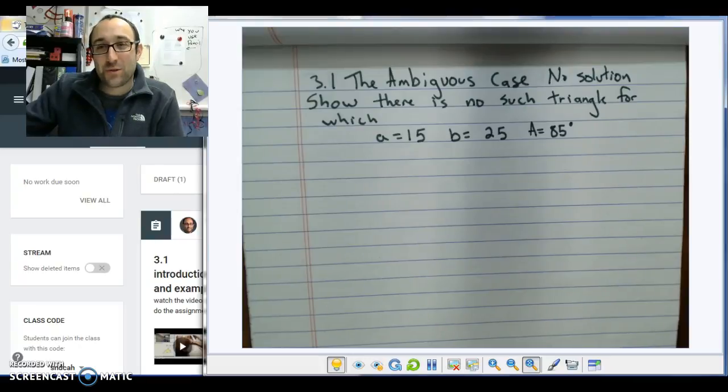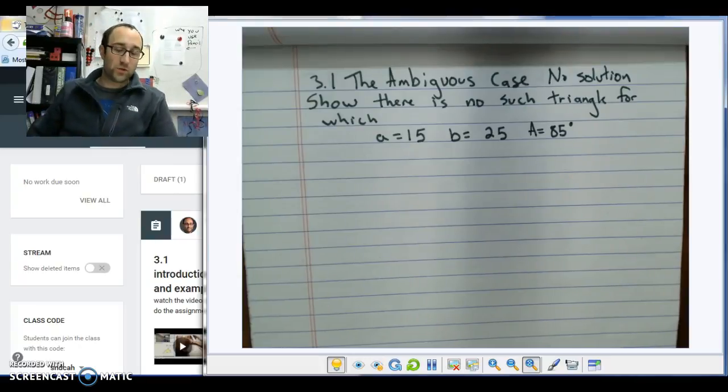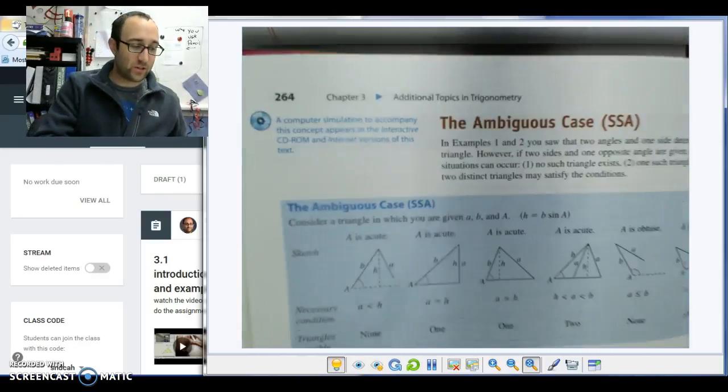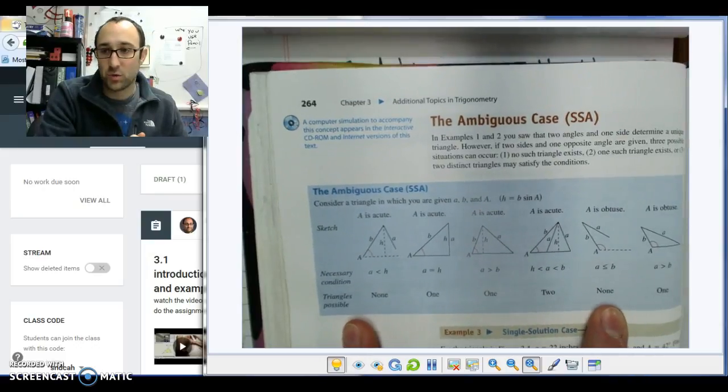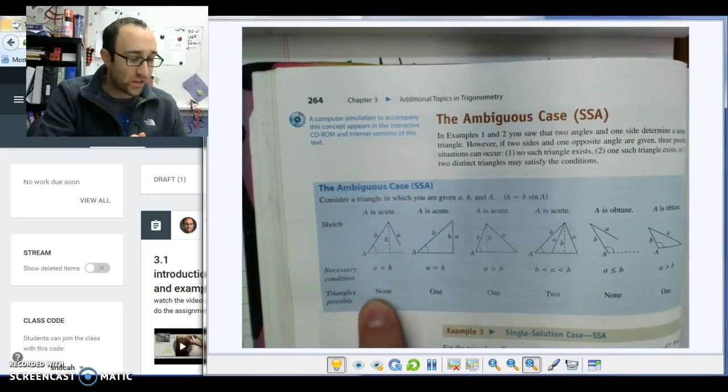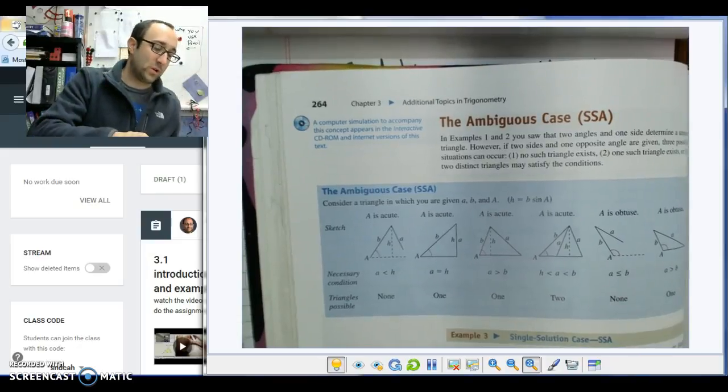Alright everyone, welcome to the ambiguous case, no solution for the law of sines 3.1. And so we're going to look over here just to figure out which one that is going to be. It's either one of these two: either A is obtuse or A is acute. So we're going to look at one of those two here today.